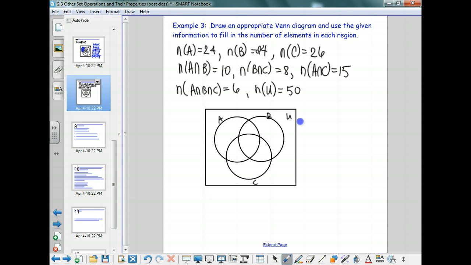If I start with the first piece of information, that is the fact that the number of items in A is 24, then it means the entire circle A, all of those pieces, and there are 4 different pieces of that circle, right? There's this outer piece, there's this piece where it overlaps a little bit with circle B, there's this piece where it's overlapping a little bit over here with circle C, and then there's a place where it overlaps with all 3 circles. All 4 of those locations have to, combined, be 24.